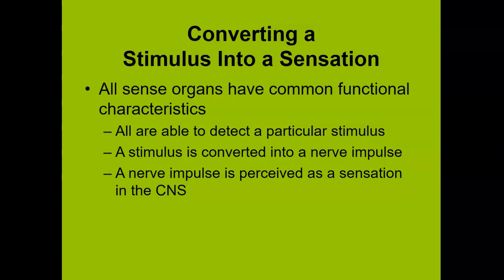Now, how do you take a stimulus like pressure, proprioception, or light energy and convert it to sensation? This process is really important. It's called signal transduction. So you're transducing one form of energy, say light energy, into something that the brain can read, and that's electrical impulses.